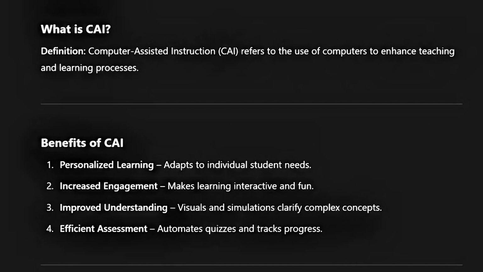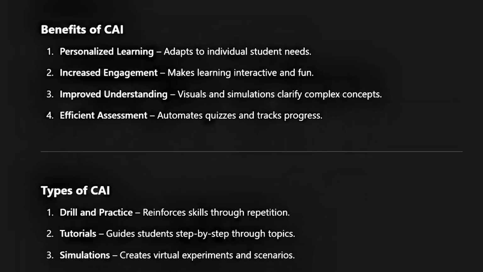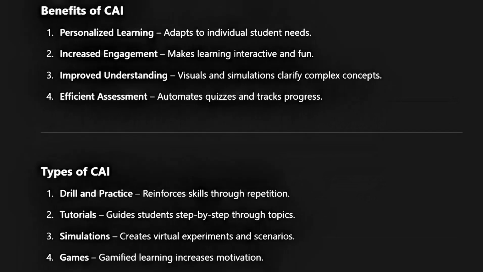What is CAI? Definition: Computer-assisted instruction, CAI, refers to the use of computers to enhance teaching and learning processes. Benefits of CAI. 1. Personalized learning, adapts to individual student needs. 2. Increased engagement, makes learning interactive and fun. 3. Improved understanding, visuals and simulations clarify complex concepts. 4. Efficient assessment, automates quizzes and tracks progress.